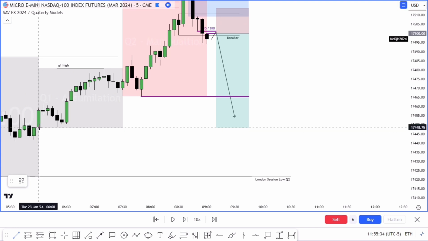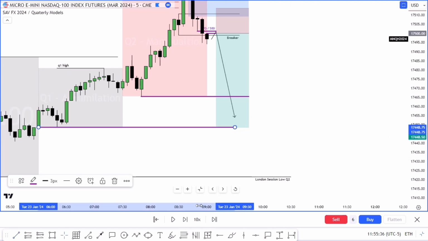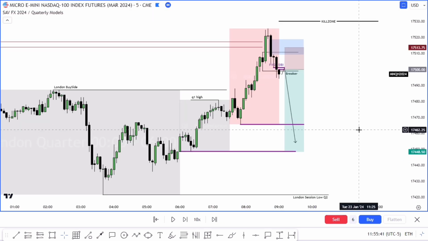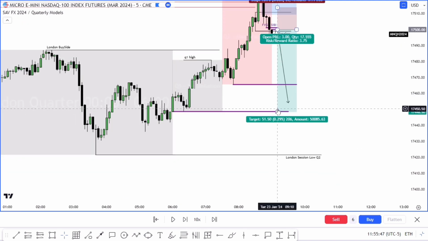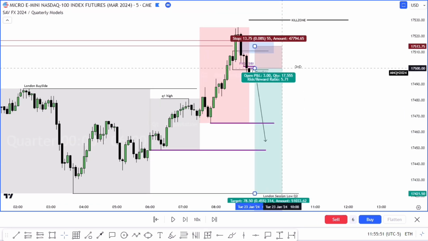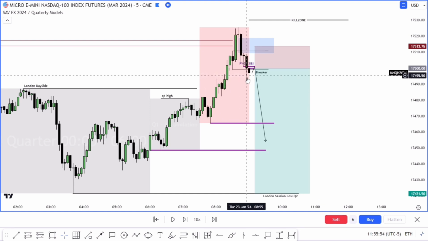Okay. Then we had a draw on liquidity being the Q1 low. That's initially the safest and the best target that you want to always be targeting, right? It's the simplest one and the highest probability, because it does not always have to come back to the London low, right? And bearing in mind, this happened just way before the 9:30 open.